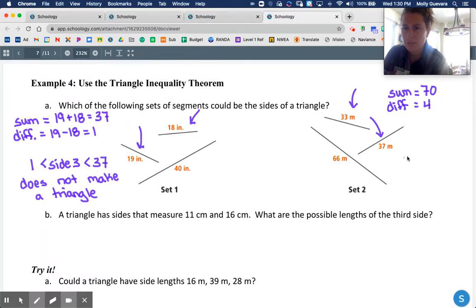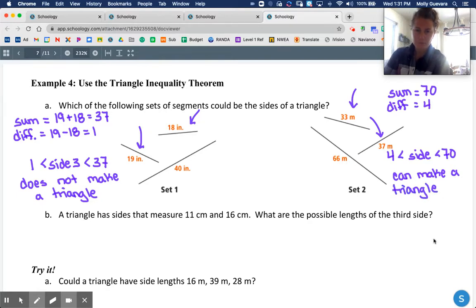So this means that my side has to be smaller than 70, which it is, and has to be bigger than 4, which it is. So this can make a triangle. So those 3 lines would be able to make a triangle. Okay, so the third side has to be between the difference and the sum of the other 2 sides.